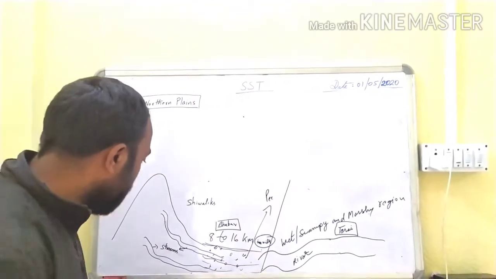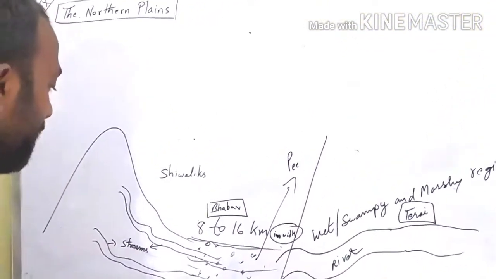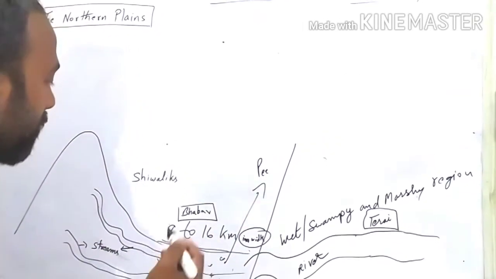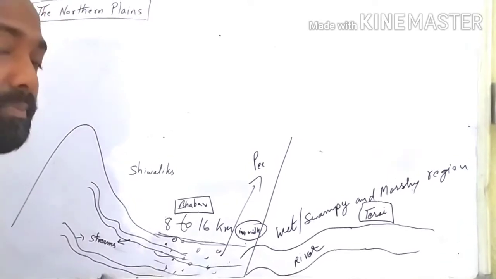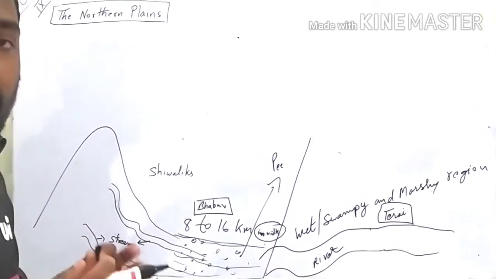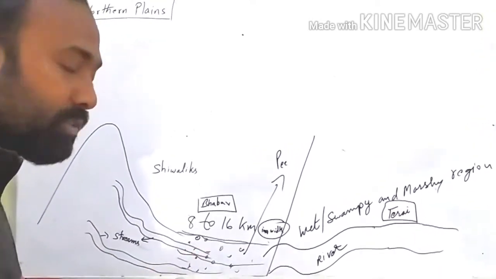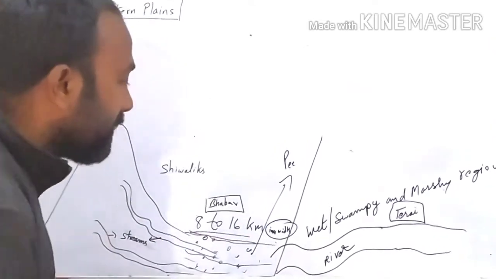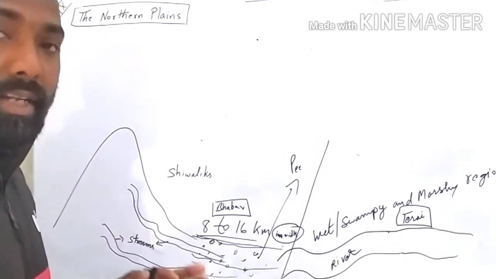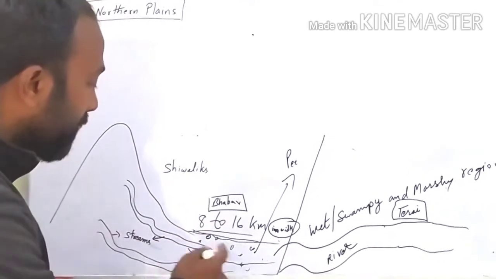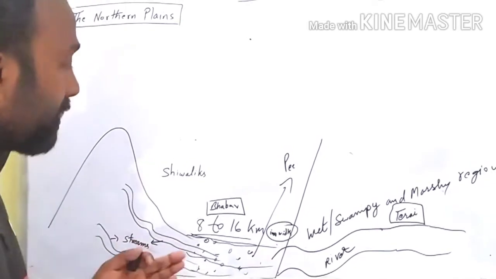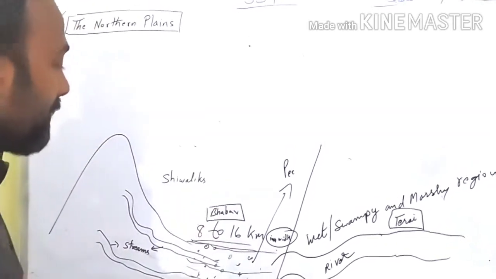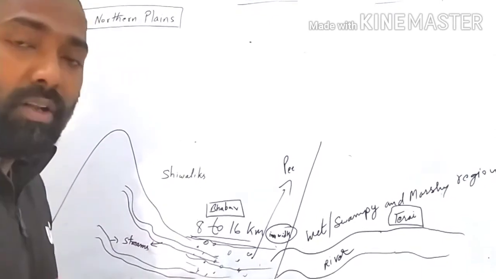Now, you can see here, this is the Shivalik. From the Shivalik, the small streams, when they enter the northern plain at the foot of the Shivalik, deposit the pebbles, the small stones and pebbles, and this region covers about 8 to 16 kilometers. The area of about 8 to 16 kilometers, which is parallel to the slope of the Shivalik, is called the Bhabar. These regions are covered with small pebbles.